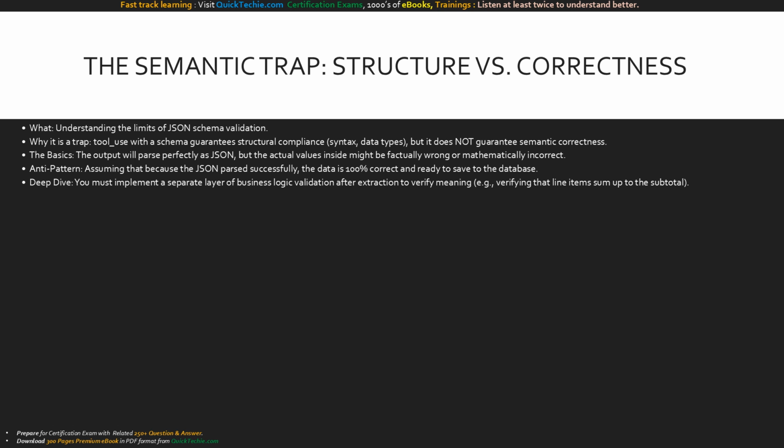The output easily passes the green schema check because tool use guarantees structure. The dashed line shows the dangerous anti-pattern of saving it immediately. The correct, robust architecture forces the data through the orange business logic check, rejecting mathematically or factually incorrect data even if its JSON formatting is flawless.